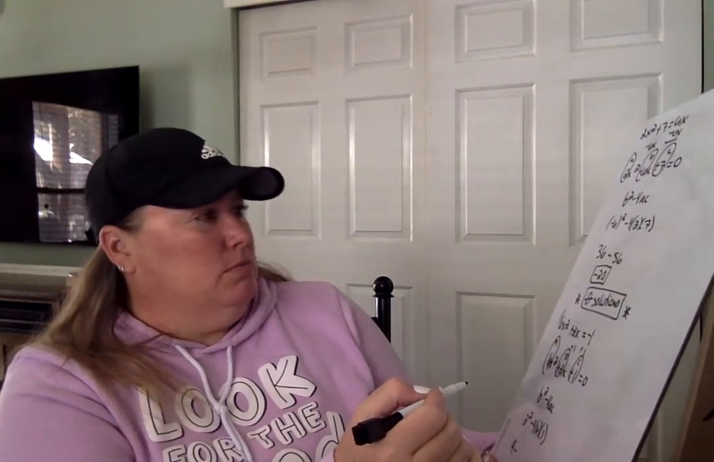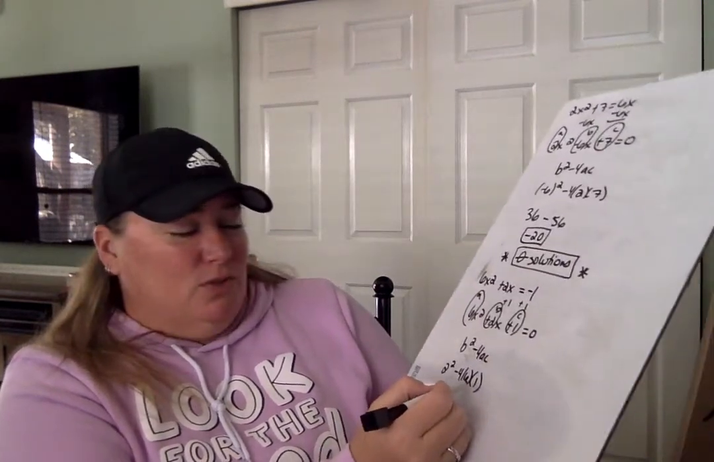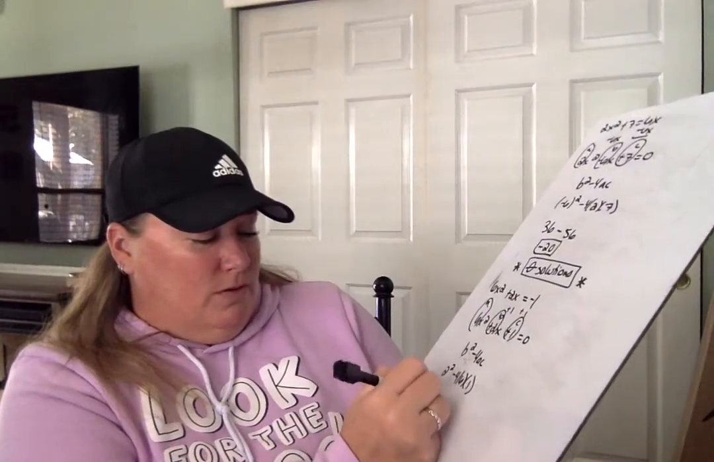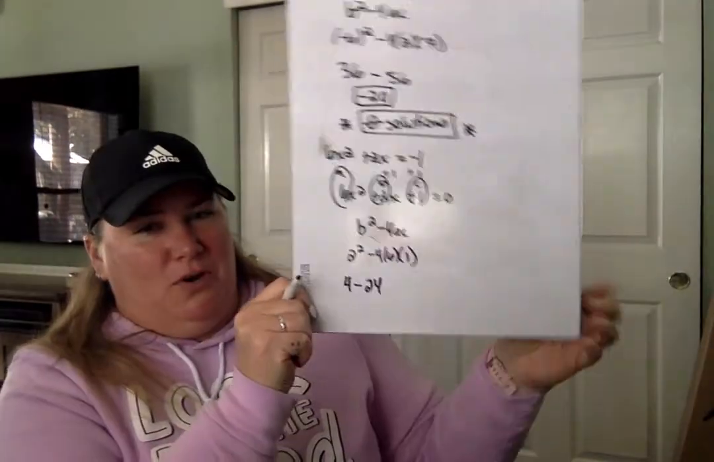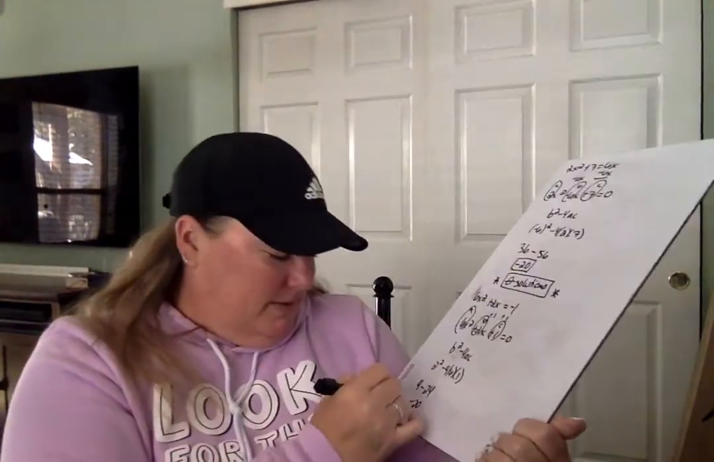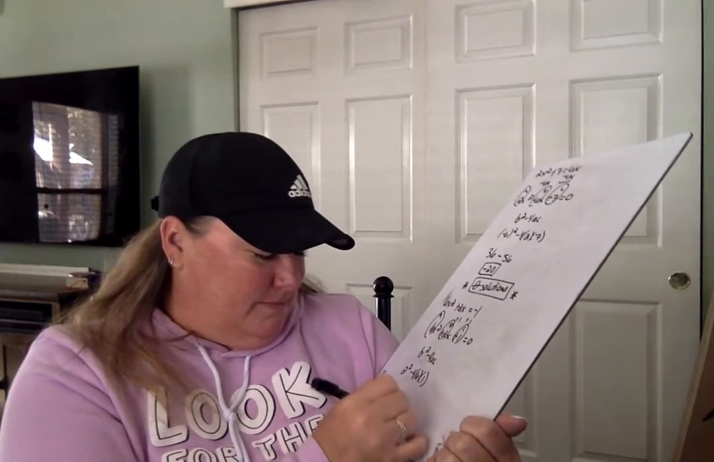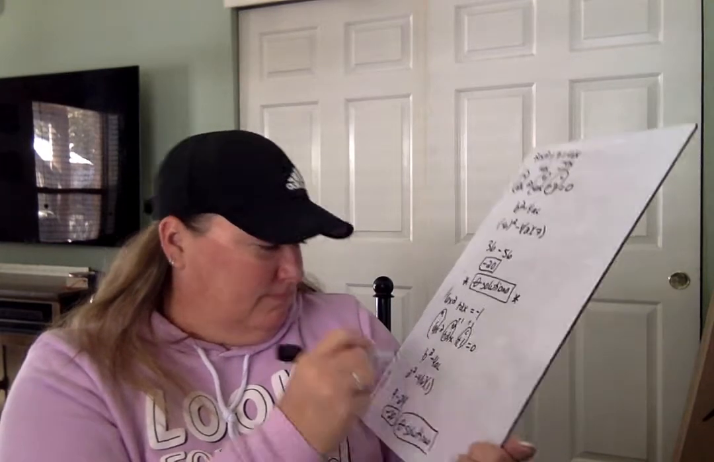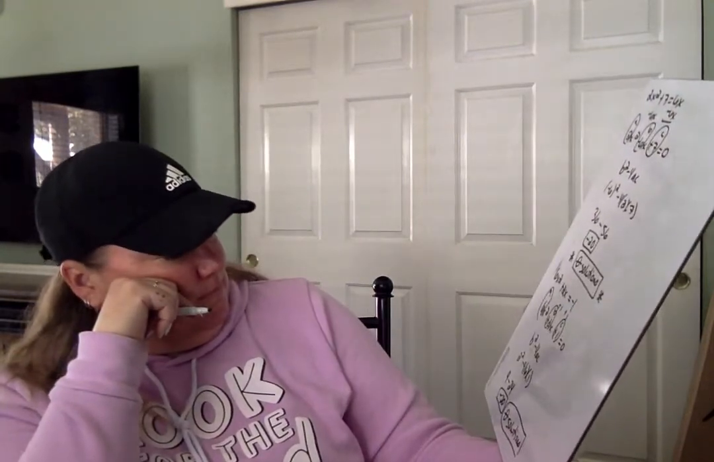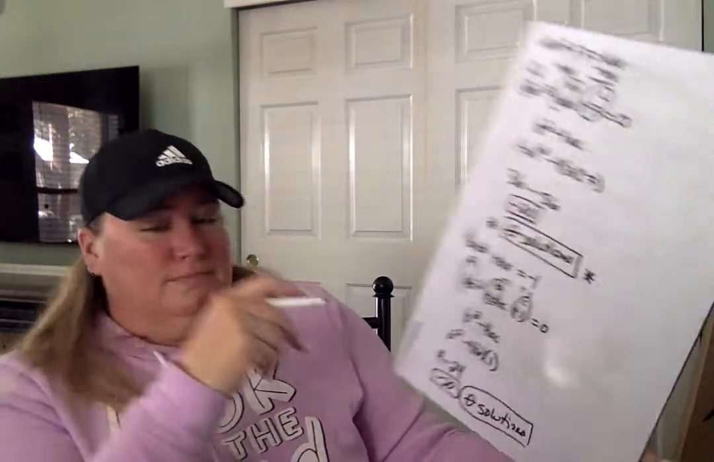Did I just do this problem? Oh, no. It's really similar, though. 4 times 6 is 24. 24 times 1 is 24. So 4 minus 24, gosh, is negative 20. Can't believe I pulled 2 problems with the same discriminant. Okay, so this has 0 solutions. I can't believe that. Oh well.